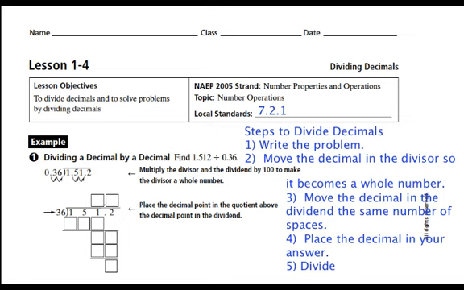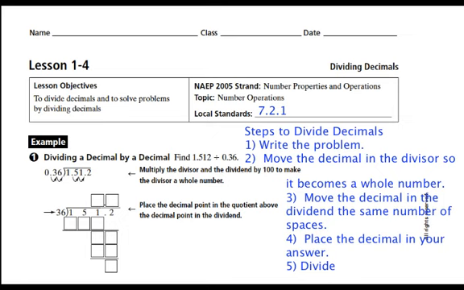Step 3 says we have to move the decimal point in the dividend the same amount, so we're going to move it 2 places to the right. Step 4 tells us to place the decimal in our answer, so we're going to take it right straight up and place it in our answer. Now, I don't expect you to write your problem a second time in your homework, but I've rewritten the problem, and we have 36 going into 151 and 2/10. We've placed the decimal point in the answer, and now we're ready to begin to divide.